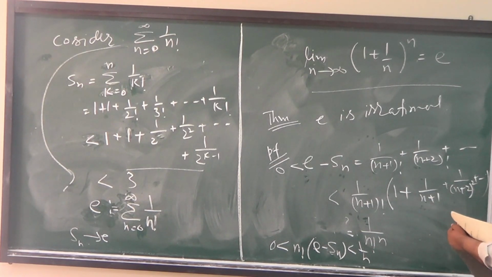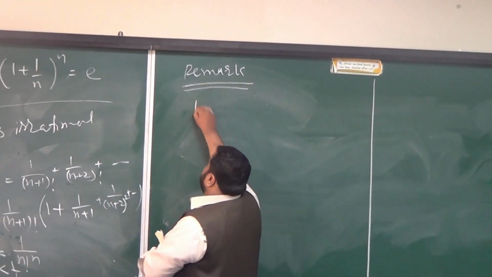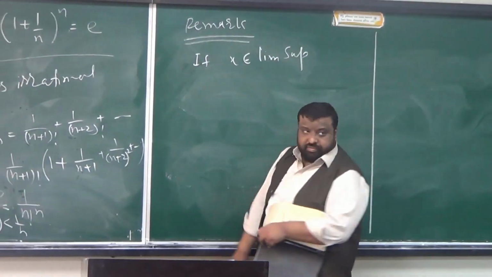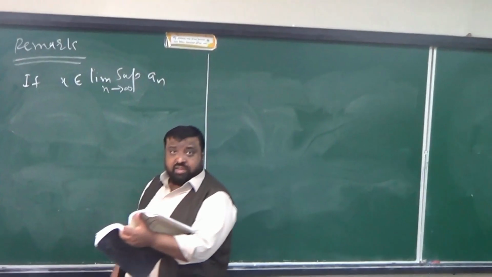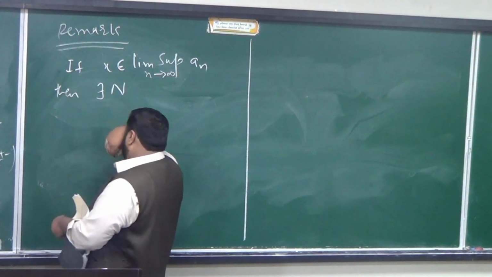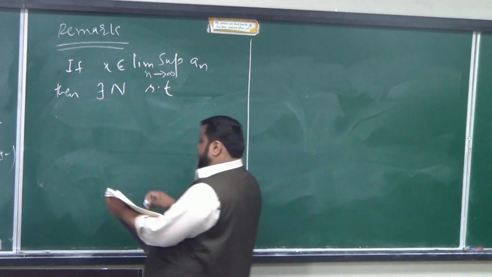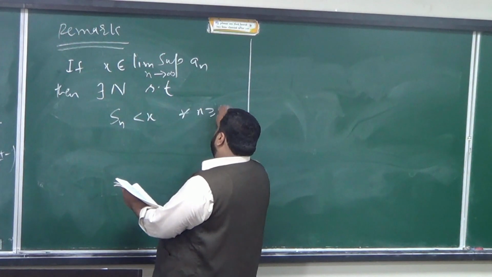It's a quick remark on this observation. The quick remark is that if I take something x bigger than the limsup as n goes to infinity of a_n, then you can always find an n such that a_n is smaller than x for all n bigger than or equal to it.